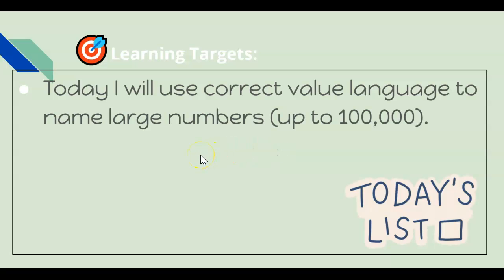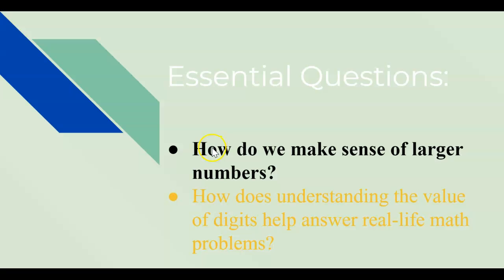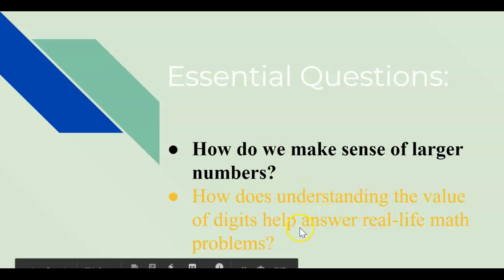Our learning target, today I will use correct value language to name large numbers up to 100,000. Our essential questions remain the same for this entire unit. We're just going to continue to build upon them. How do we make sense of larger numbers? How does understanding the value of digits help answer real-life math problems?